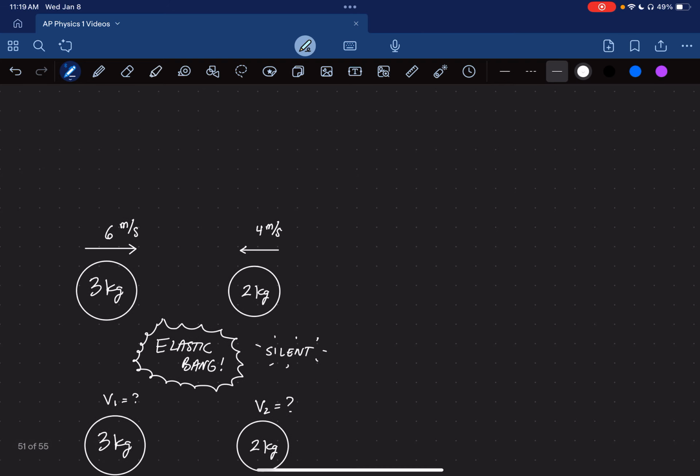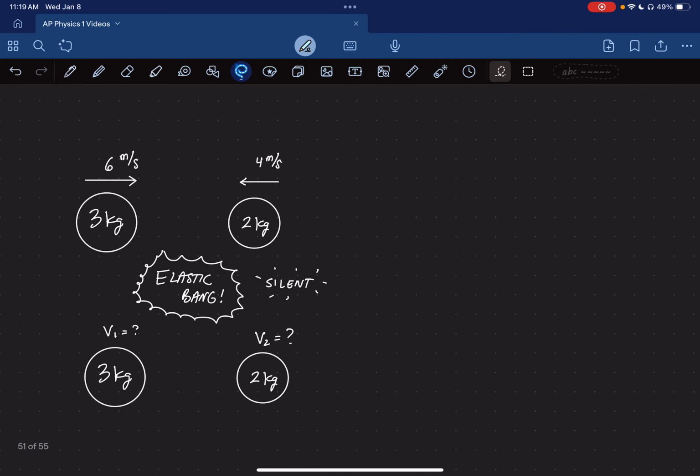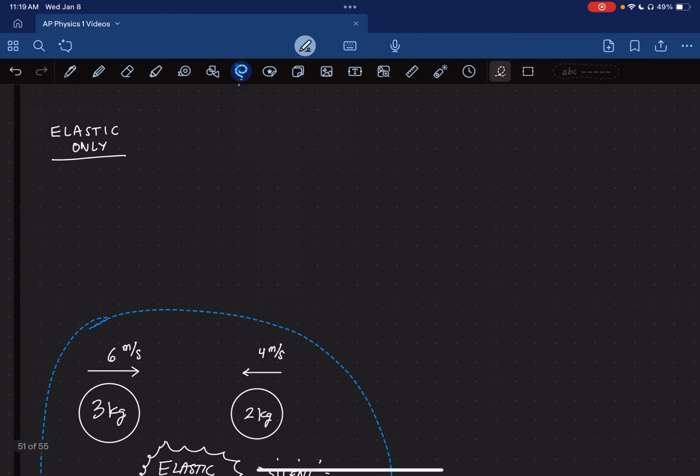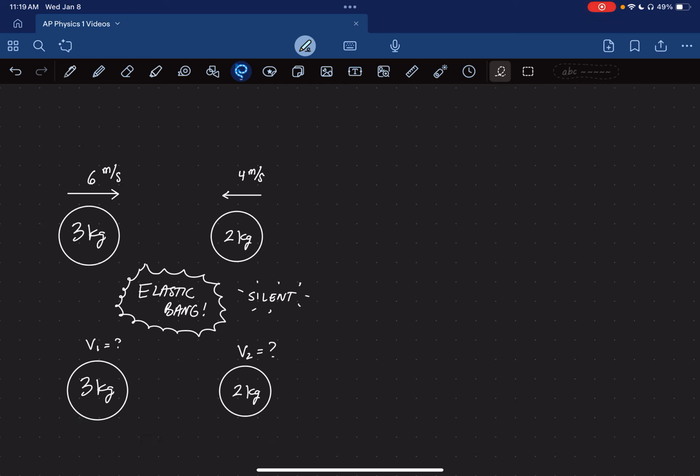So let's come down and do an example here. I've already drawn the picture. You have two objects that are going to collide. A 3 kilogram object moving to the right at 6 meters per second, and a 2 kilogram object moving to the left at 4 meters per second. And this time we're going to say they collide, but it is an elastic collision. In other words, there's no kinetic energy lost in that collision. So the total kinetic energy before will be equal to the total kinetic energy after the collision.